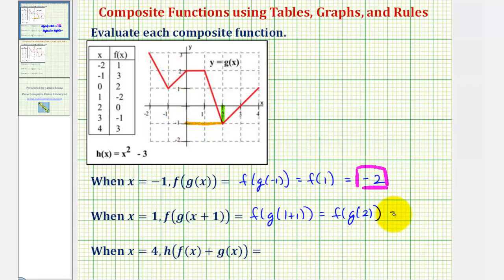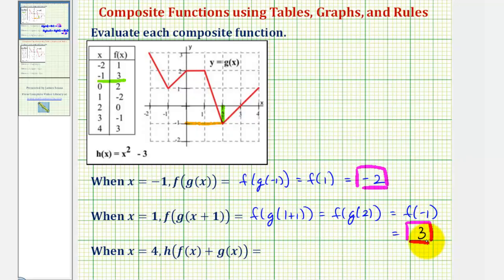So this would give us f of -1. And now we'll go back to the table for f of x and find the output or y value when the input or x value is -1. Here's where x equals -1. And notice how the output or y value or function value is +3. So f of -1 equals +3, which would be our composite function value.